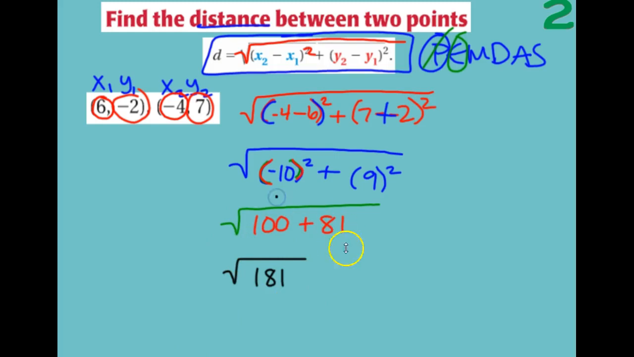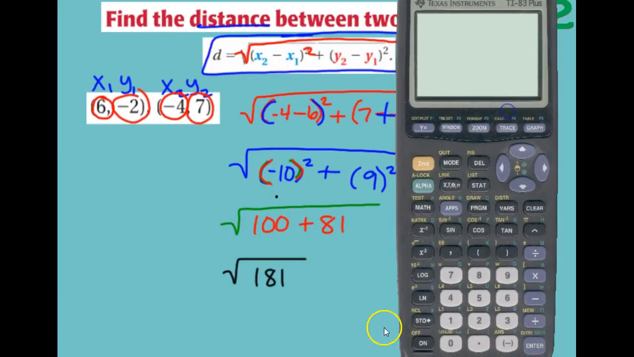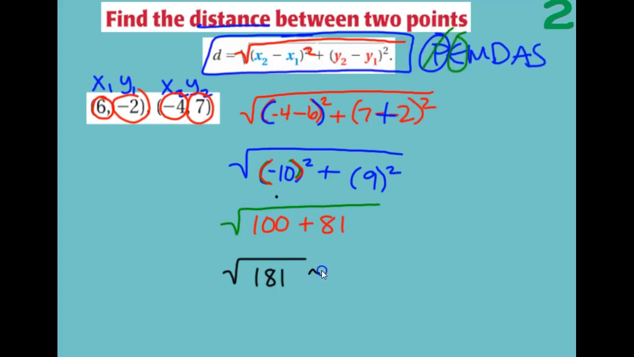So I'm going to plug this in my calculator so I can get a more exact answer. So we have the square root, so second, and then x squared to get the square root in the calculator, and then 181, end your parentheses. And we get about 13.45. Since the second decimal is a 5, I'm going to round that up to 13.5. Those 2 squiggles mean approximately or about 13.5.